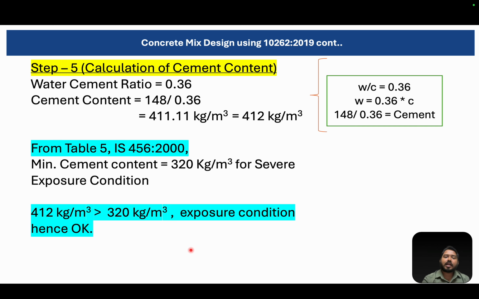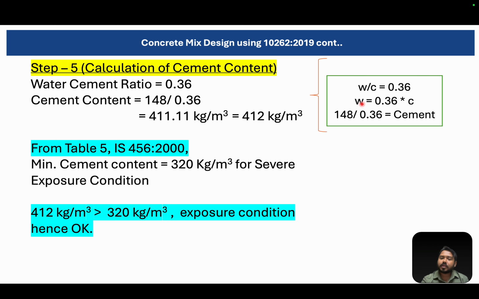So cement, for that I have already calculated my water to cement ratio in step 3. I have already got 0.36. Now how am I going to calculate the cement content? Water to cement ratio I have taken is 0.36. So water will be, if you just do a cross multiplication, 0.36 into C. That means, because you have already identified the water in the previous cases.